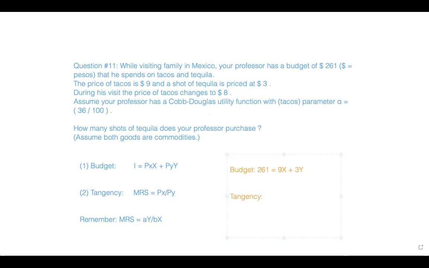And then for the tangency, we have our marginal rate of substitution is equal to the price ratio. And because this is Cobb-Douglas, we know that the marginal rate of substitution takes on this special form. So what did you get there? I got MRS equals 36x divided by 64y.